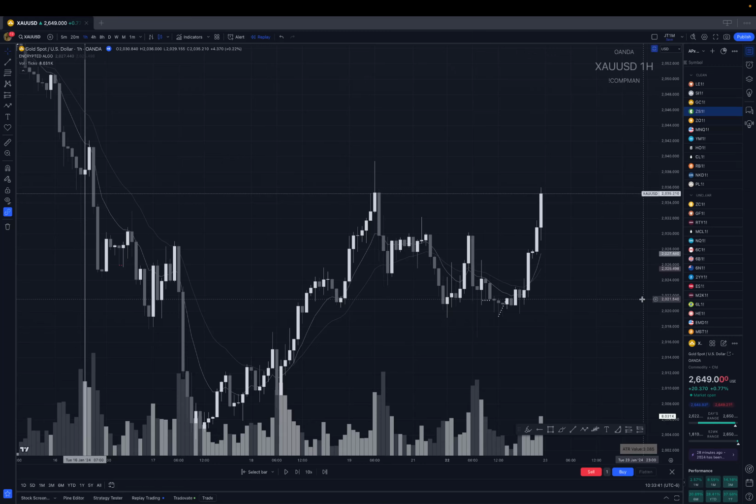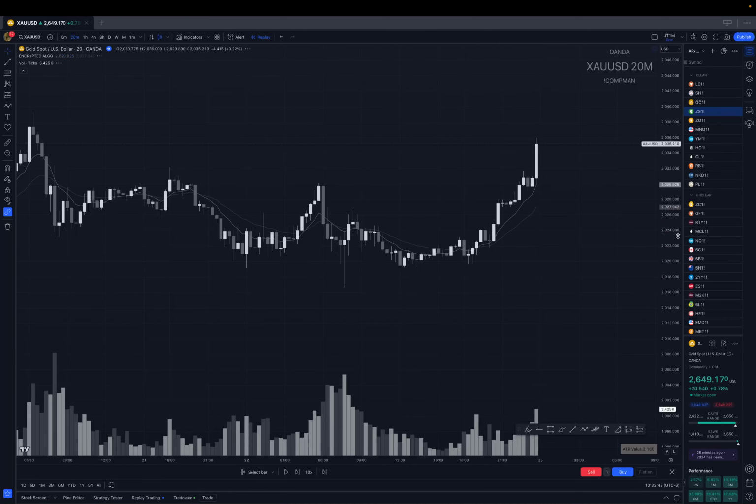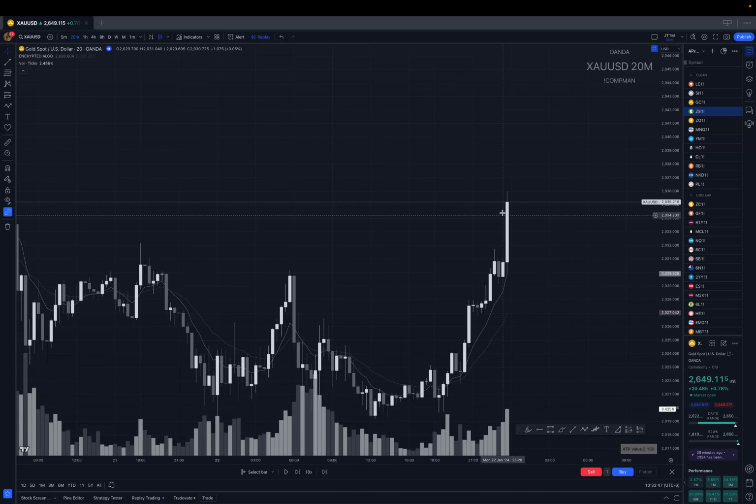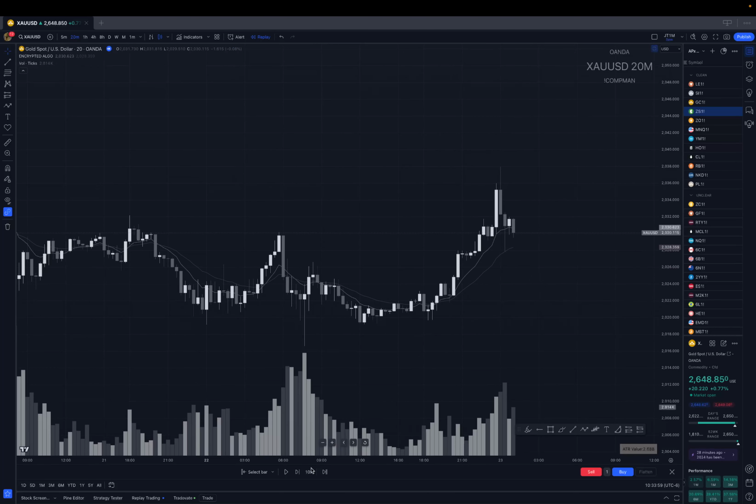Let's go take a look at the hourly. Hourly is very, very nice. So probably step down to the 20-minute and then look for potential longs. Yeah, potential long over this high, assuming there is no red news. Probably red news. I couldn't tell you. Okay.